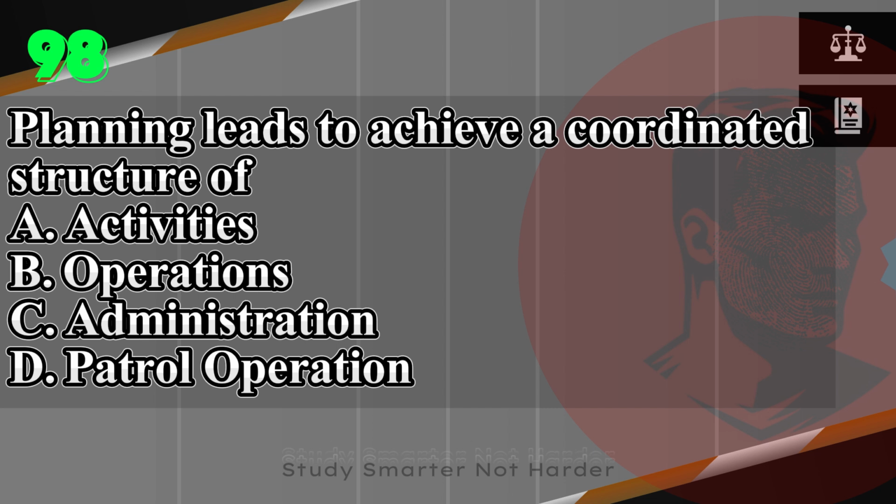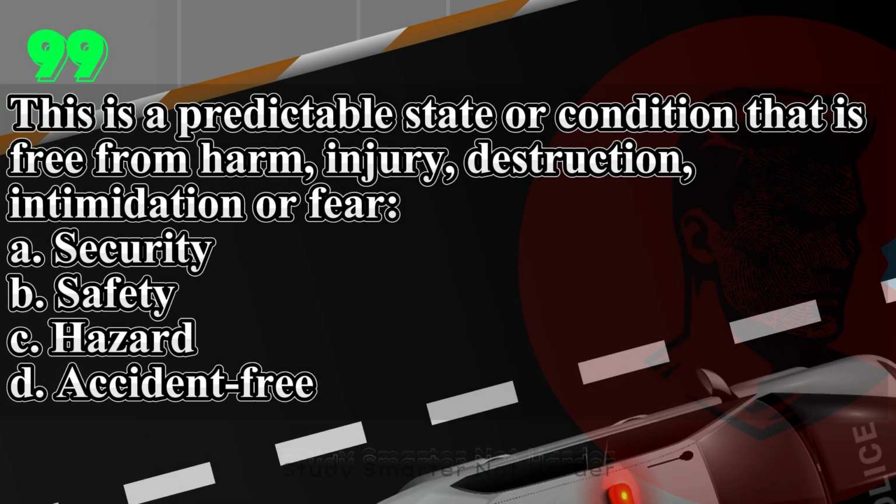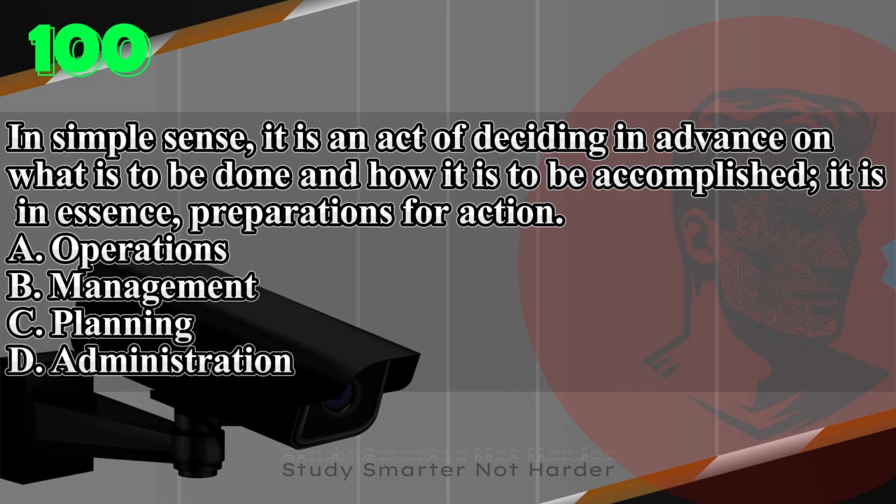98. Planning leads to achieve a coordinated structure of A. Activities. B. Operations. C. Administration. D. Patrol operation. B. Operations. 99. This is a predictable state or condition that is free from harm, injury, destruction, intimidation, or fear. A. Security. B. Safety. C. Hazard. D. Accident-free. A. Security. 100. In simple sense, it is an act of deciding in advance on what is to be done and how it is to be accomplished. It is in essence preparations for action. A. Operations. B. Management. C. Planning. D. Administration. C. Planning.